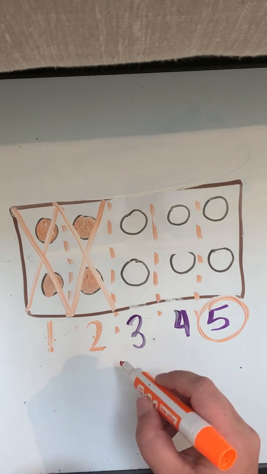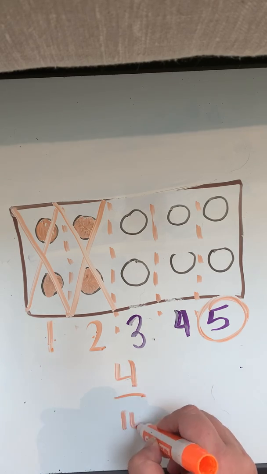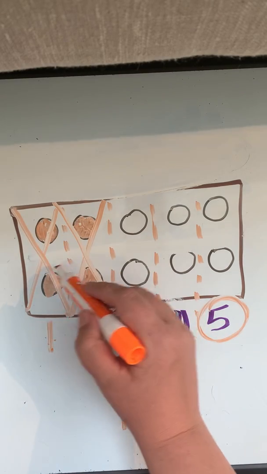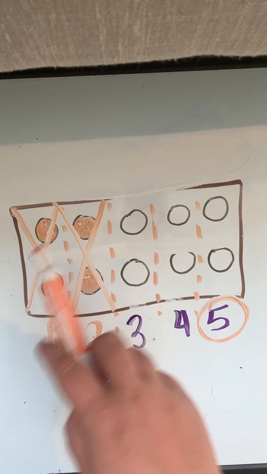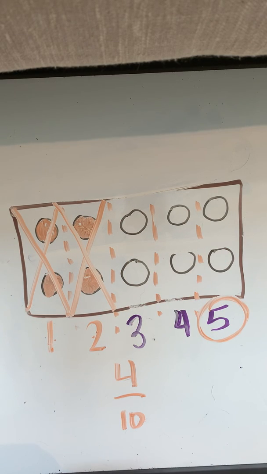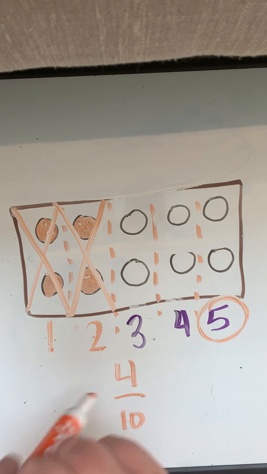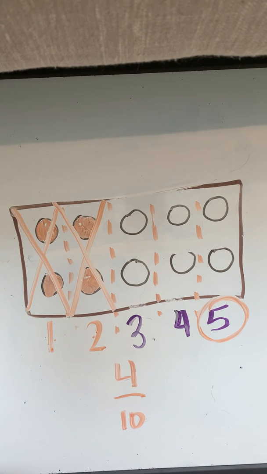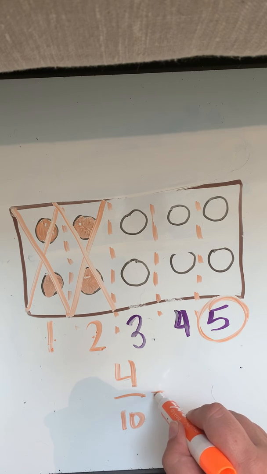Now, what if you had said, oh, well, Miss Cantrell, it's 4 out of 10 because you have 4 orange cookies and you have 10 on your tray. Well, that's true, but we would need to simplify this if that's what we were going to say. So let's try that if you did it this way.